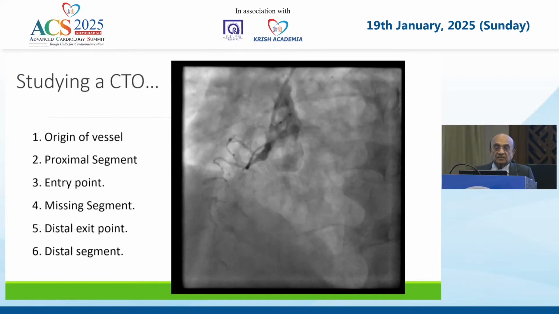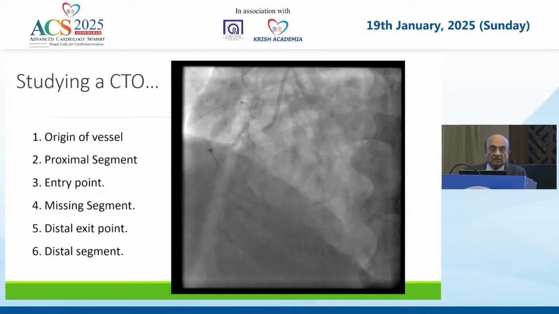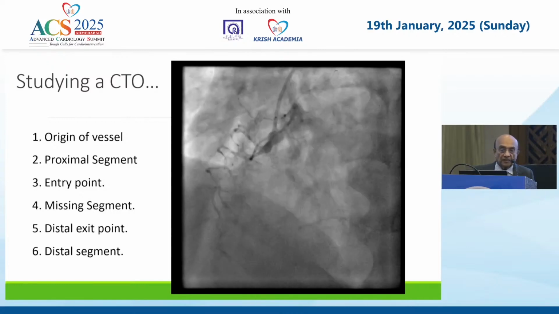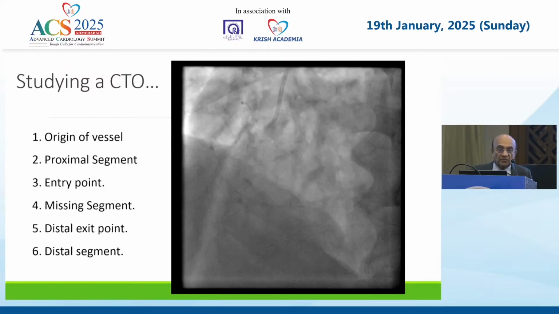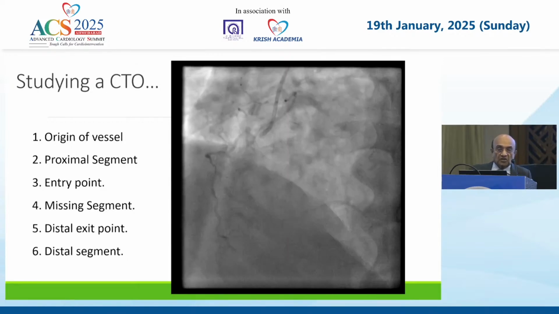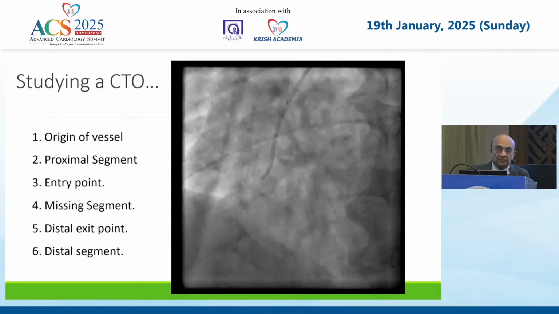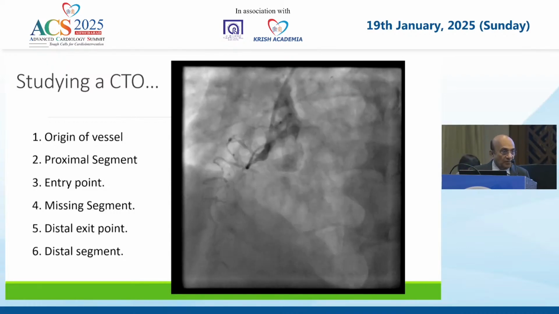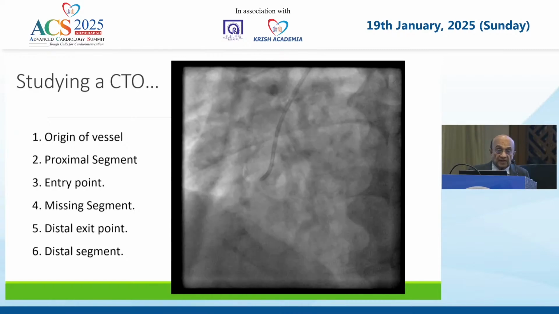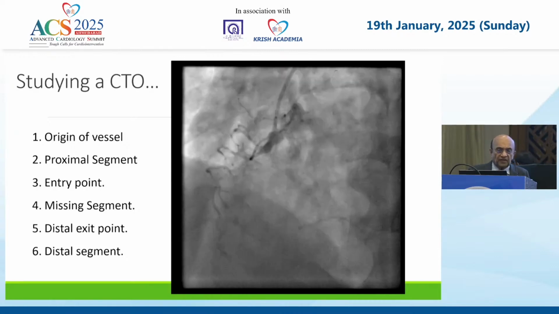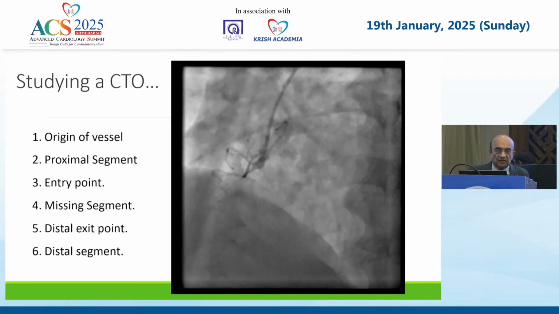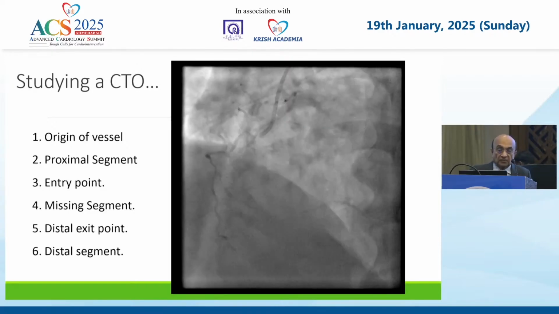You see this particular case, the origin of the right coronary is anomalous. The vessel has not been adequately and properly cannulated. The proximal segment is so very proximal that just in case if I need support by taking, let's say, an anchoring balloon, that may not be possible. The entry point is not very clear because a couple of branches are coming out at that point of anatomy. Missing segment, now it's important.